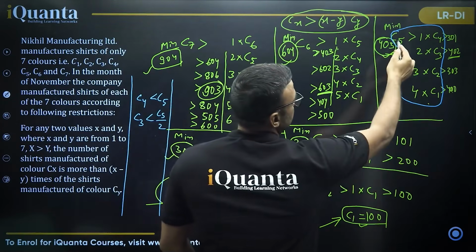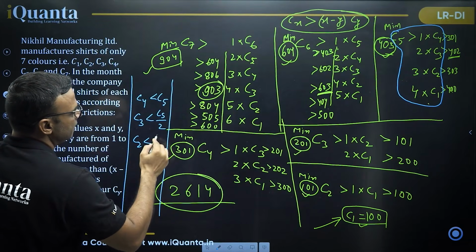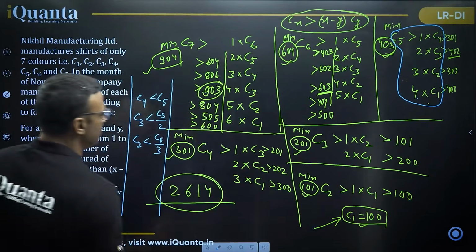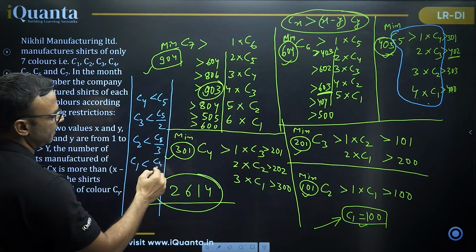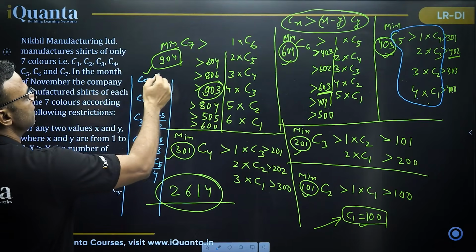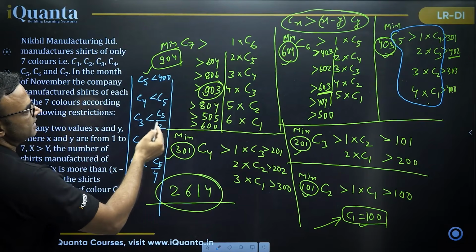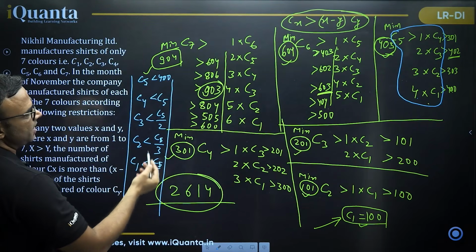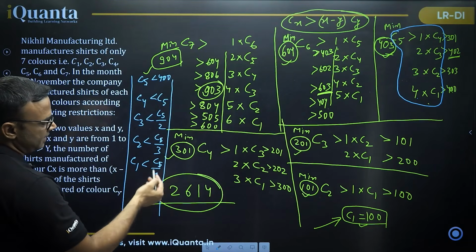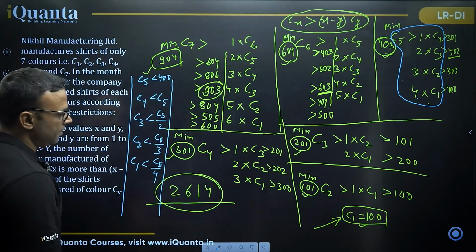C5 and C2, what is the relation? C2 is less than C5 by 3. And for C1, the relation will be C1 is less than C5 by 4. Now, if I say that C5 is less than 400, then C4 will be less than 400, C3 will be less than 200, C2 will be less than 400 by 3, that is 133.33, and C1 will be less than C5 by 4, and that is 80. Just check it very, very carefully.